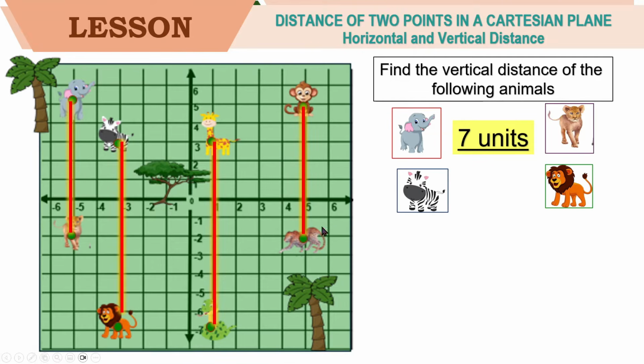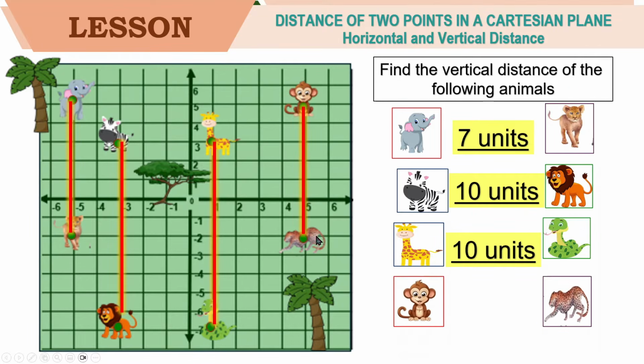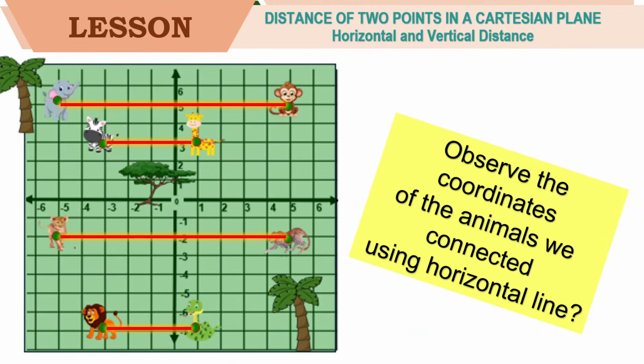How about from the zebra to the male lion? Let's count. 1, 2, 3, 4, 5, 6, 7, 8, 9, 10. 10 units. From the giraffe to the snake. 1, 2, 3, 4, 5, 6, 7, 8, 9, 10. They are 10 units apart. Lastly, the monkey to the cheetah. 1, 2, 3, 4, 5, 6, 7. They are 7 units apart.